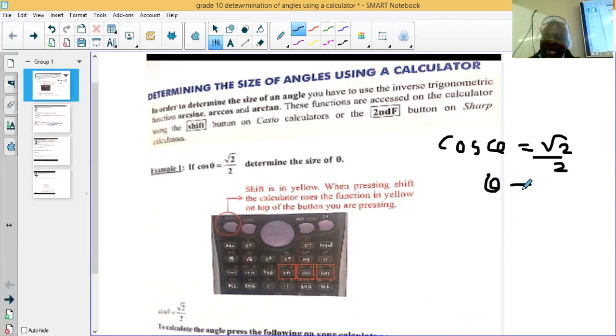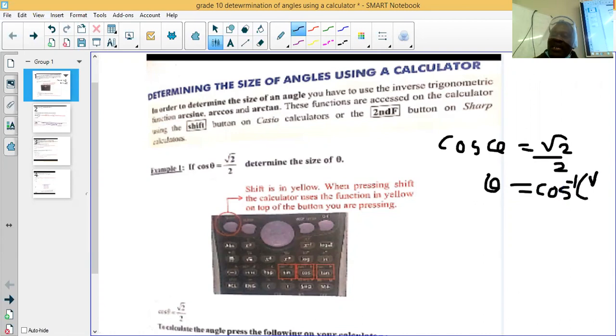When you want to find the angle theta, you press the shift button, which is this button that we have there. Once you press that shift button, you go on to cosine. You must have something like cosine to the power -1. Have you done so? Have you seen this? When you press shift and then cosine, it writes cosine to the power -1. This one is the arccos.